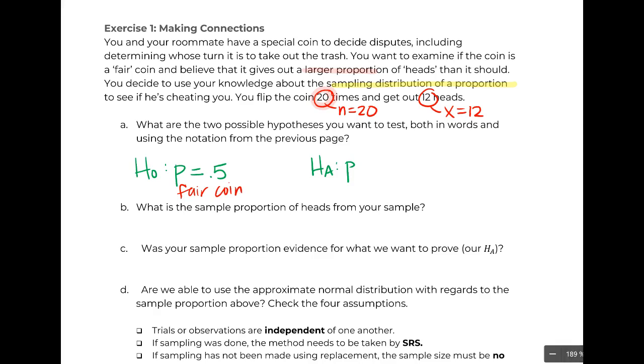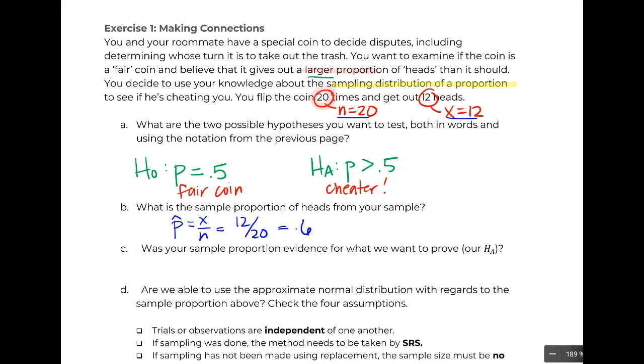Our alternative is, well, I thought it gave out a larger proportion, so I think that the P is greater than 50%. That means my roommate is a cheater, right? And this is what I want to prove. So we went out and took our sample, right? And we got a sample proportion of 12 out of 20, or 60%.